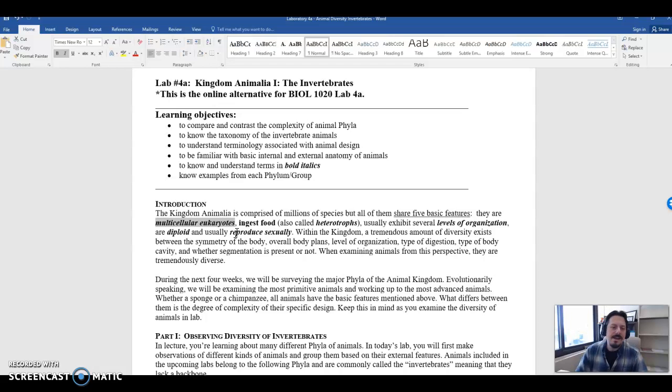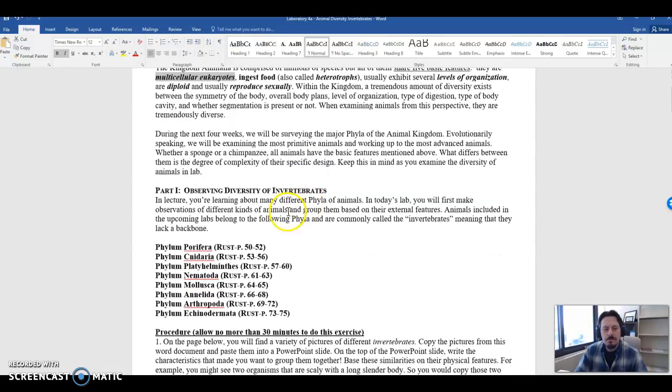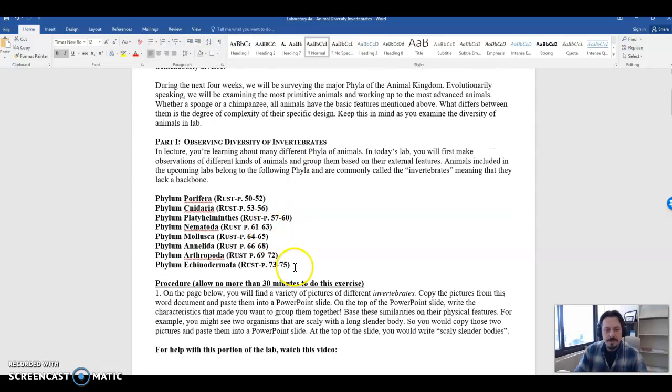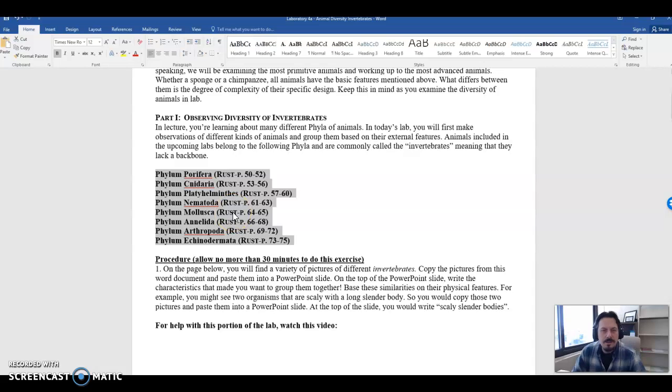The first thing that we're going to ask you to do is to take a look at organisms of these different groups. On the lab, it says these different phyla. And a phylum is a group of organisms that share several characteristics. So these are the different phyla that are in Animalia, the big kingdom of animals.